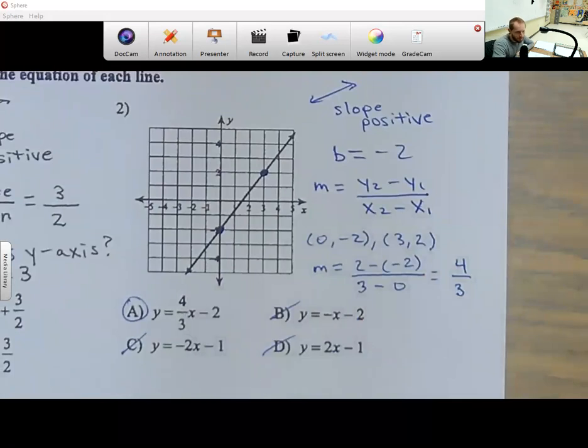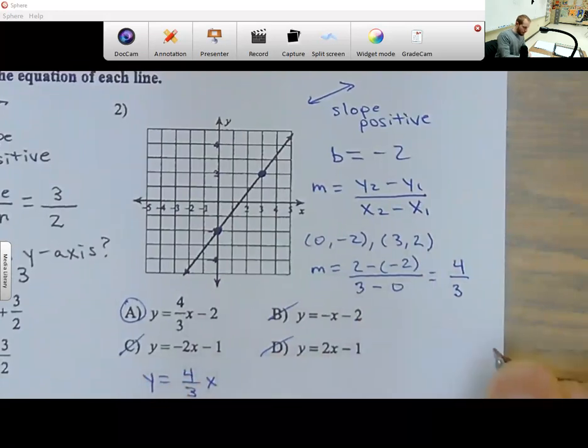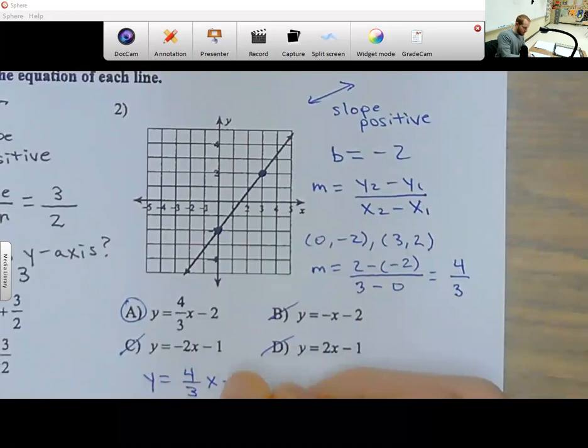So we find our slope, we find our y-intercept. We can write our answer as y equals mx plus b. So y equals 4/3 x. B is -2, so I'm going to have a -2.